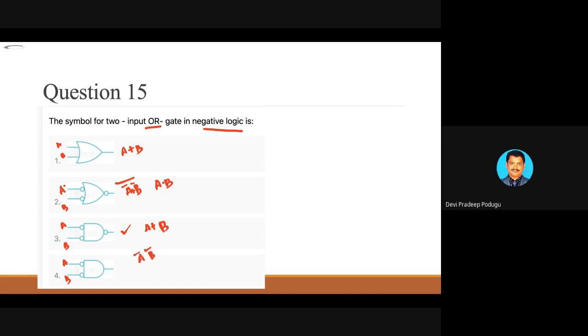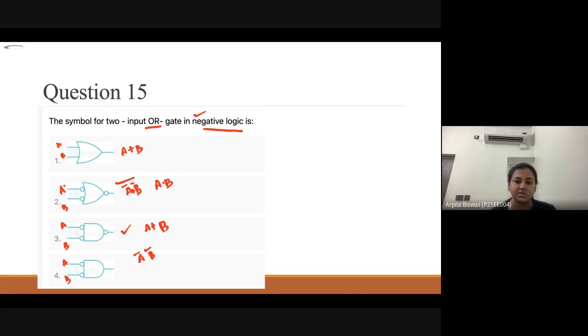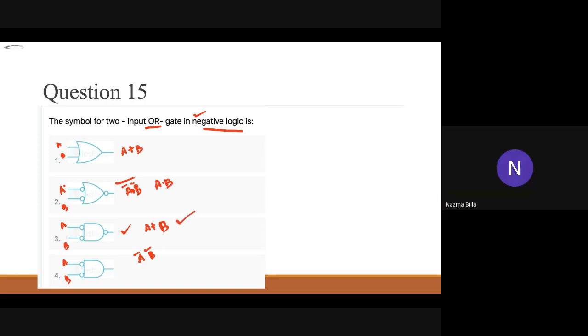Two options are matching, but the answer is asking for the two input negative logic, no? Yes, that's why the answer is the third option. So option 3.